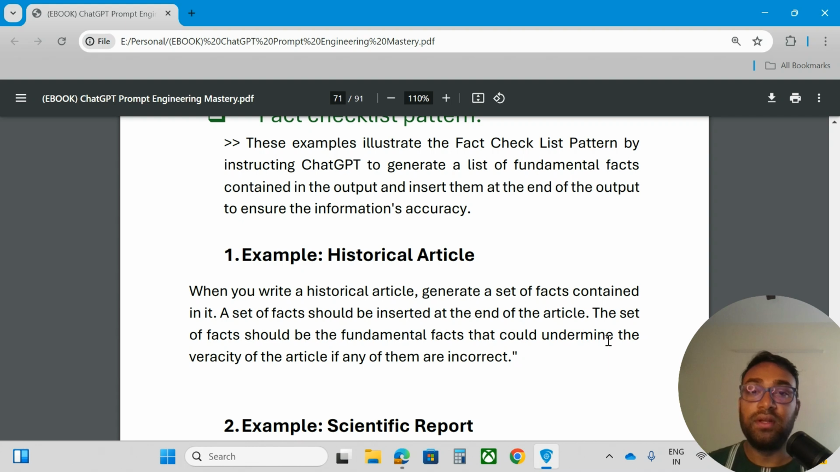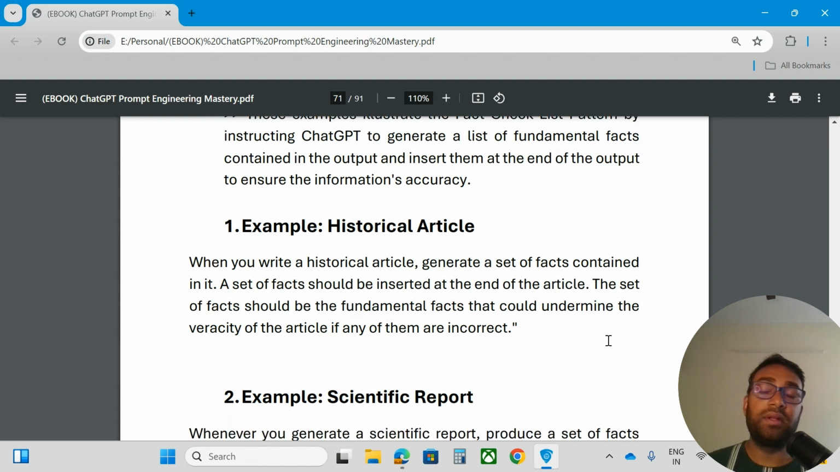Now let me take one example. Example number one is a historical article. Suppose you are telling ChatGPT, whenever you are writing a historical article, generate a set of facts contained in it. The set of facts should be inserted at the end of the article. The set of facts should be the fundamental facts that could undermine the veracity of the article if any of them are incorrect. So this is the prompt we are writing to ChatGPT.